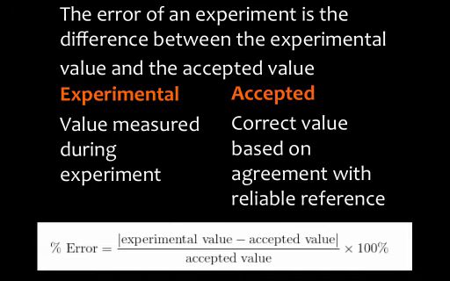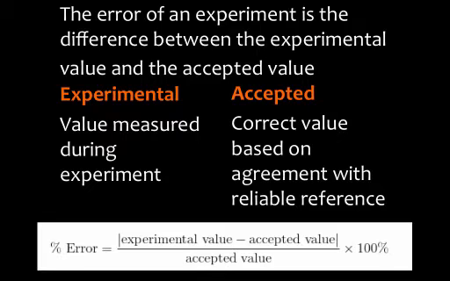Percent error is something that we can use to look at the difference between the accepted value and our experimental value in the lab. So the experimental value is the value that was measured during the experiment. It's the value that you obtained when you actually did the experiment, when you took the measurements off the balance or off the graduated cylinder. That's your experimental value.